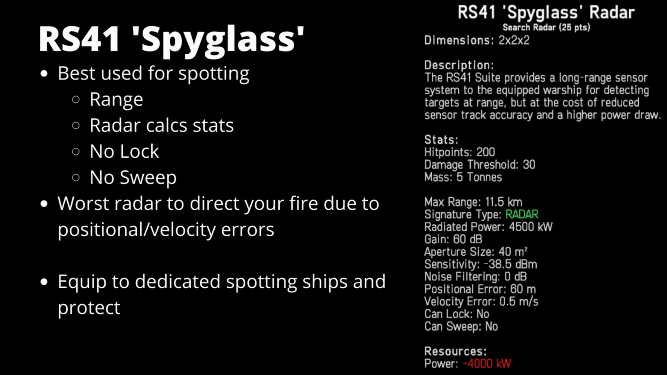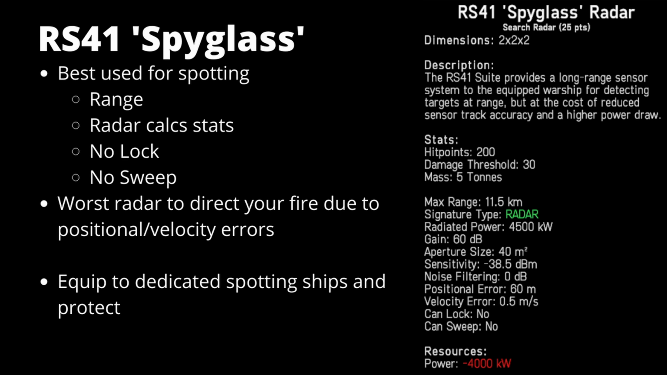The spyglass, this is basically your spotting radar. It has the longest range at 11.5 kilometers. It has the best radar calculation statistics, being its power, its gain, its aperture size, and its level of sensitivity. However, it cannot lock and it cannot sweep.